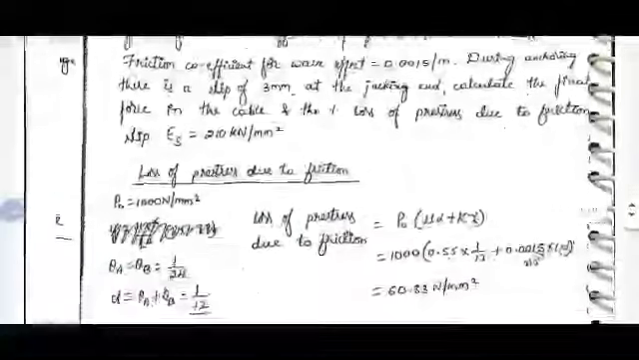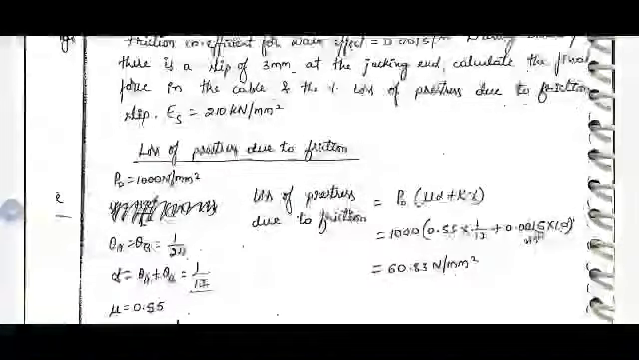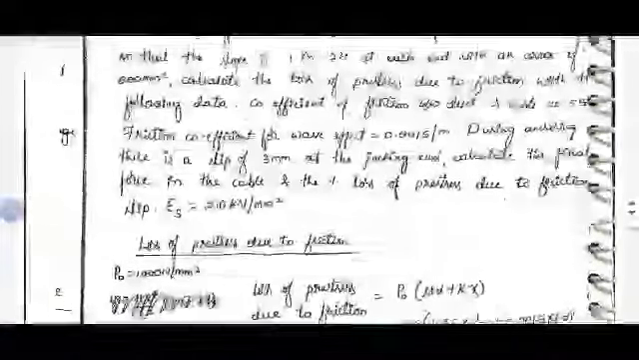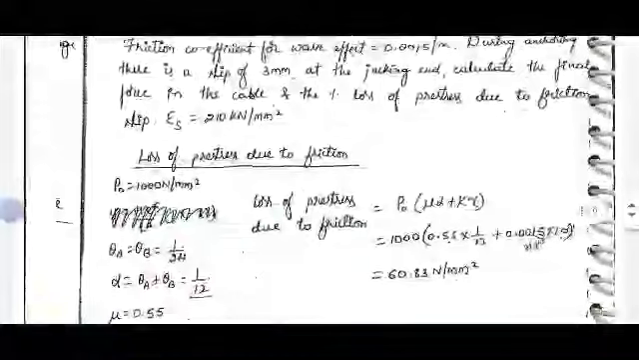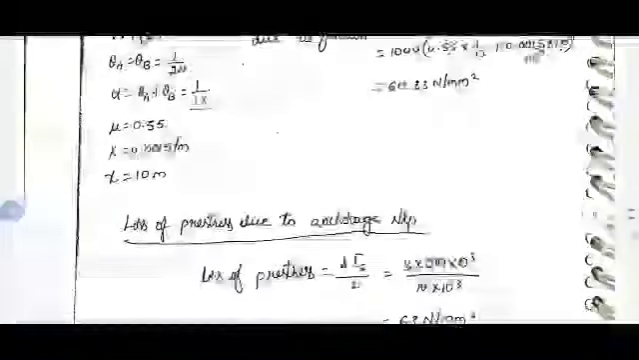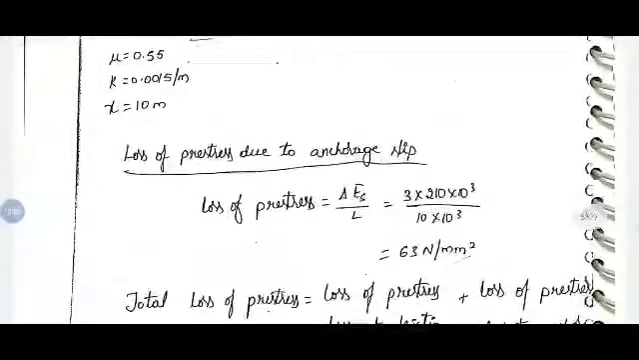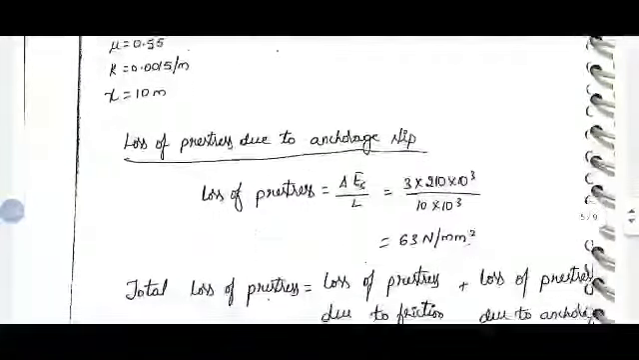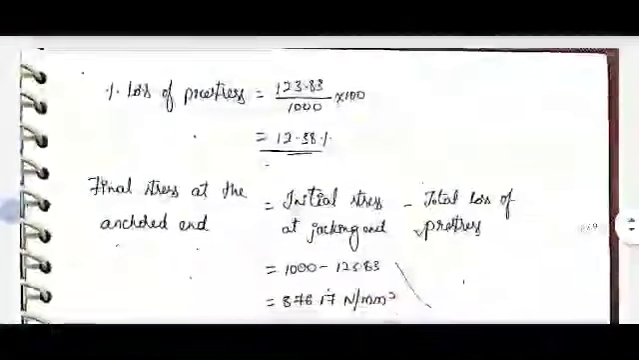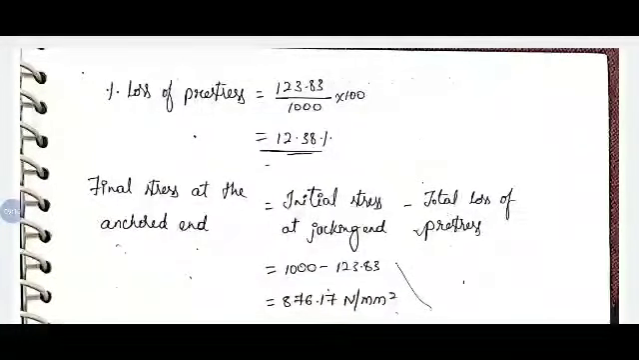So first, loss due to friction. Slope is directly given. You will get alpha, mu is given, k is given. X, it is a span of 10 meter is given. So x will be 10 meter. So total we will get friction loss of 60.83 Newton per mm square. Again, loss due to anchorage slip, delta ES by L. Substitute the values, we will get 63 Newton per mm square. Total loss 123.83. Then percentage loss.